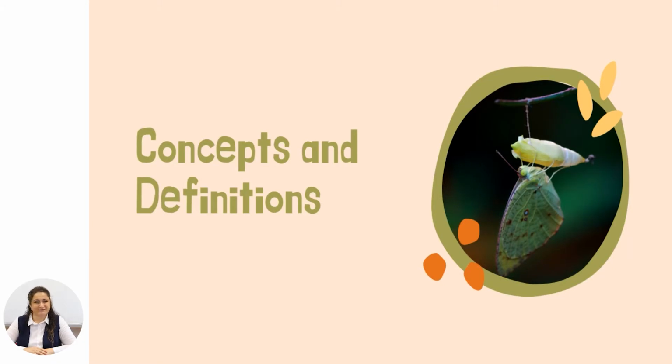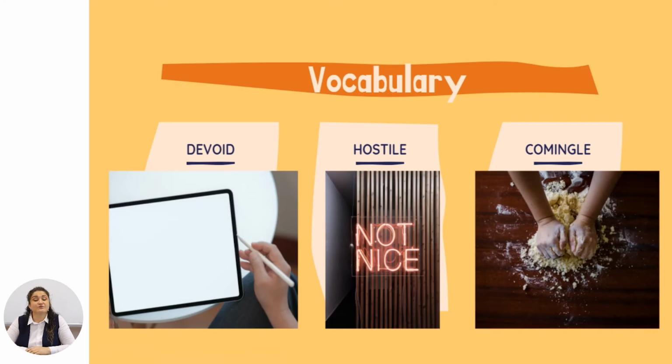As you know, every new lesson implies learning new words. And today we have some concepts and definitions. The first group: devoid. If you want, pronounce after me. Devoid. Devoid means entirely lacking or free from. If we speak about an empty room, we can speak about a devoid room.